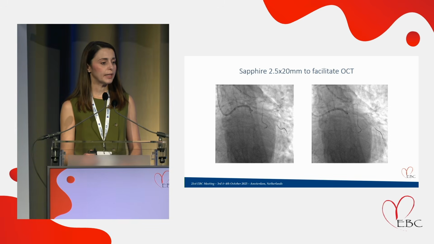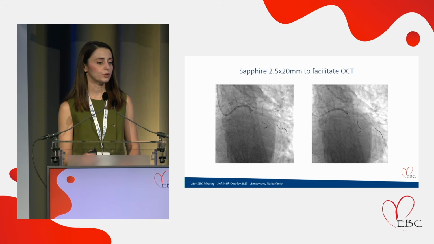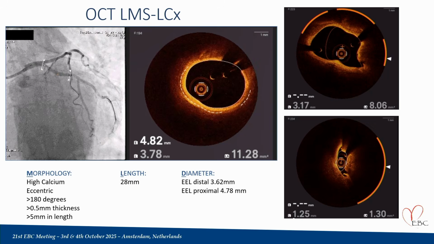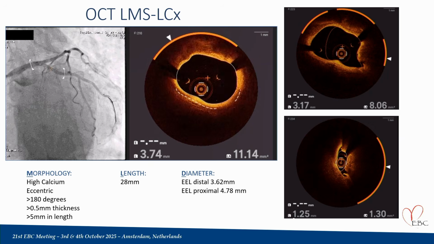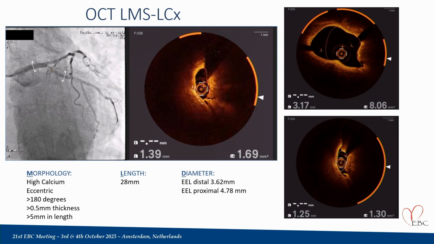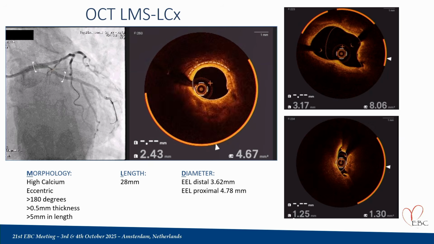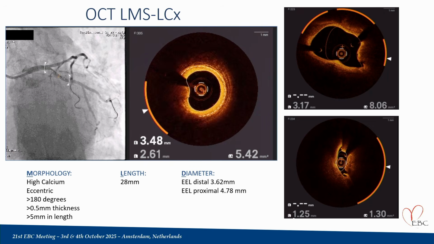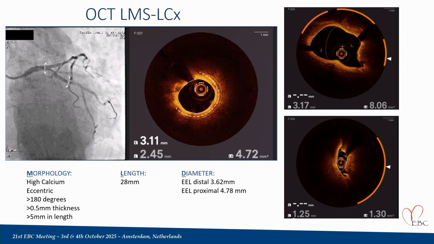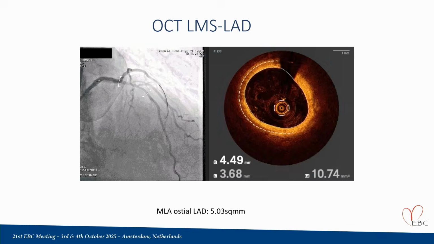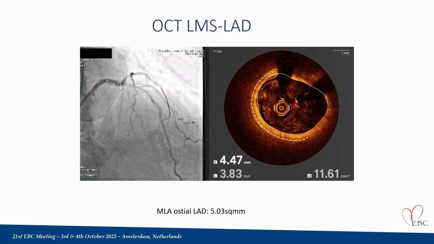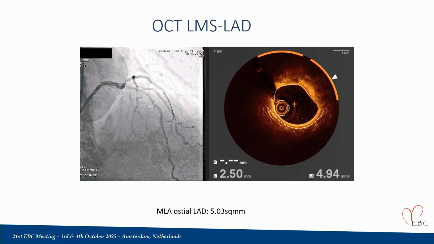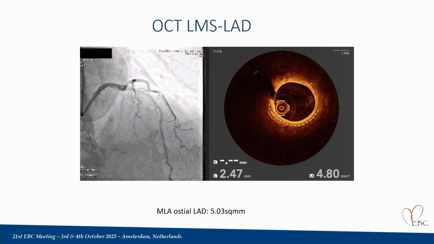I gently predilate it with a balloon to facilitate OCT, and this is the first OCT run, which shows high calcium. It's eccentric. It's at the ostium of the circ, but also in the vicinity of the left main bifurcation. And the MLA there was 1.3 square millimeters. I performed an OCT left main to LAD, and the ostium of the LAD has an MLA of 5 square millimeters, so not entirely normal.